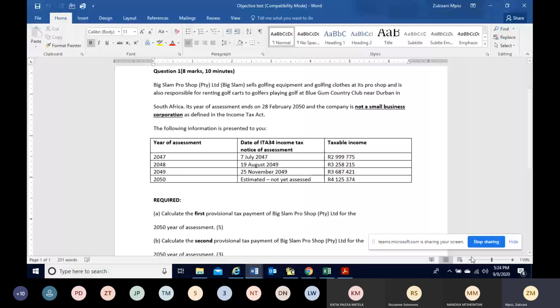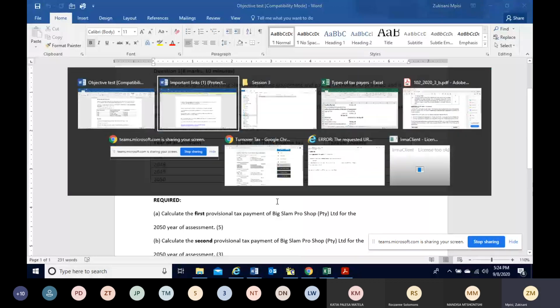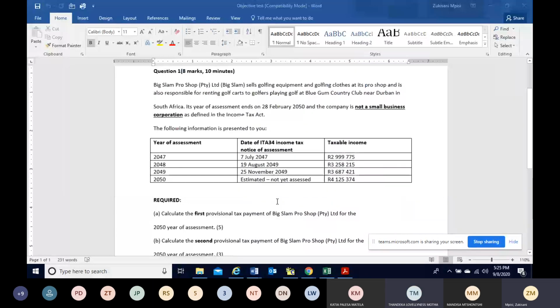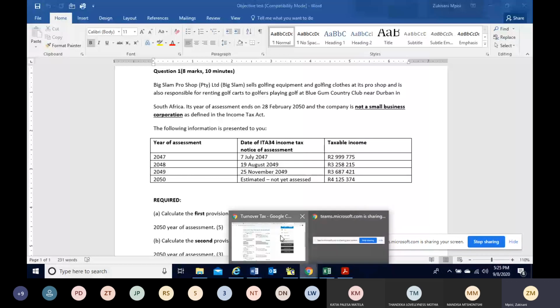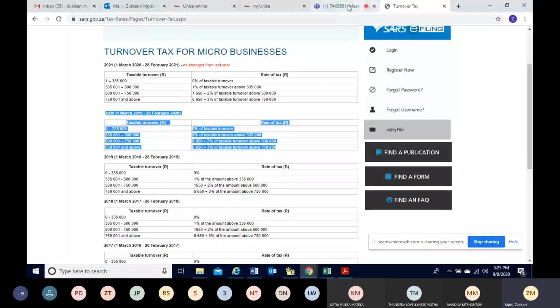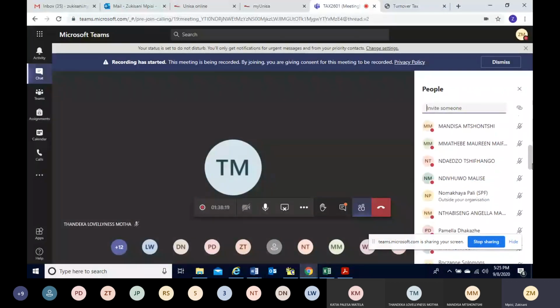Can anyone see this question? Can we all see this question? Yes, we can. All right. In the meantime that you're going to be looking at the question, I just want to quickly see.